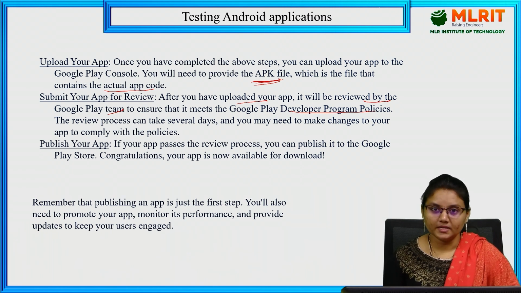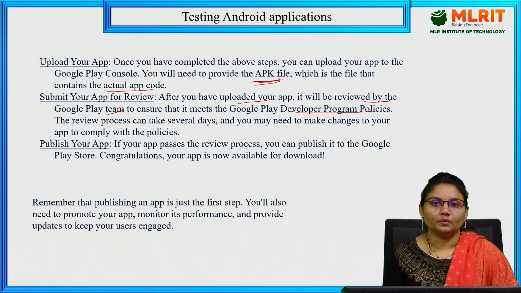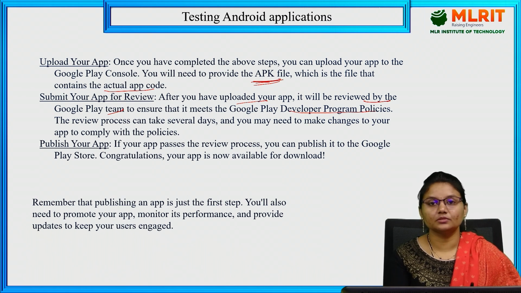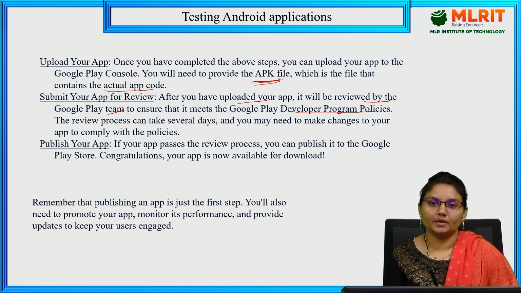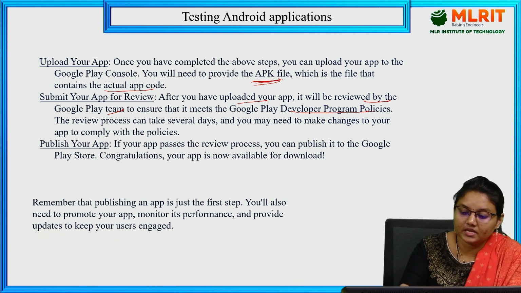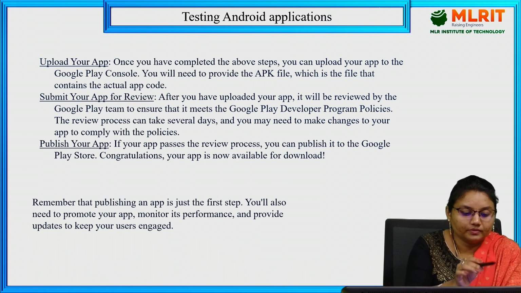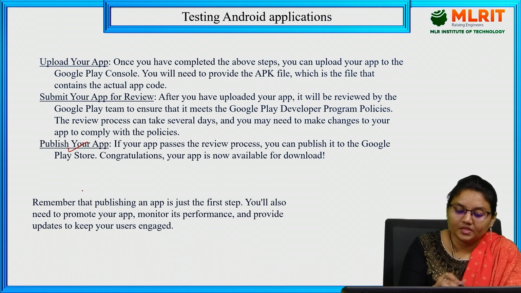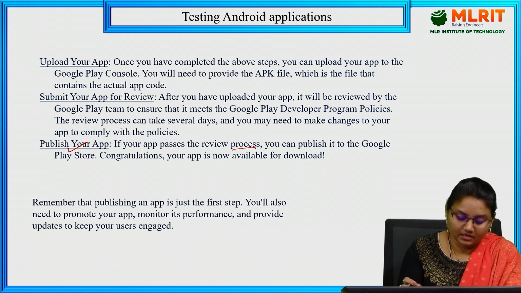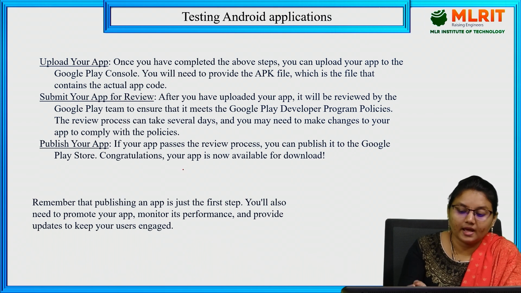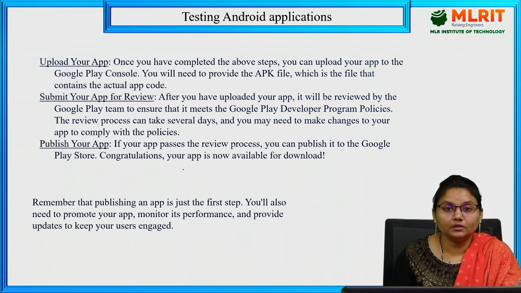Then you have to publish your application. So the ethical rules, the different compatibilities, and the rules and regulations that Google Play has defined need to be followed strictly for publishing your application. The review process can take several days. You may need to make changes to the app and comply with the policies. So once the review is done, then publish your application. If your app passes the review process, that's enough. When it has passed the review process, your application is ready to deploy. Now your app is available for download. So this is the process that you have to follow for publishing your application.